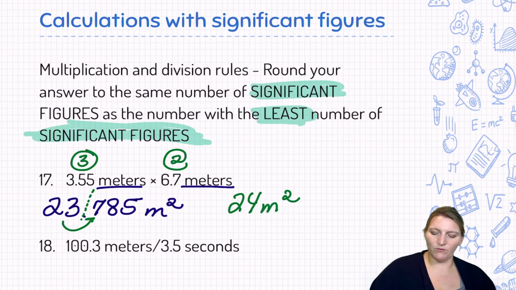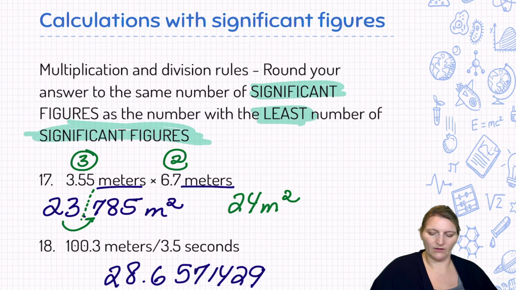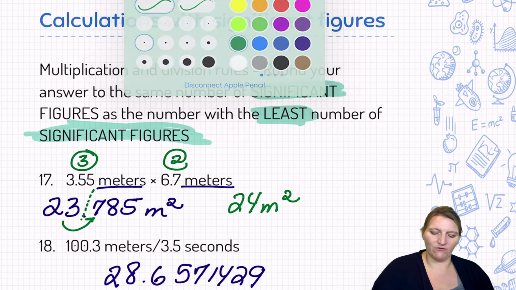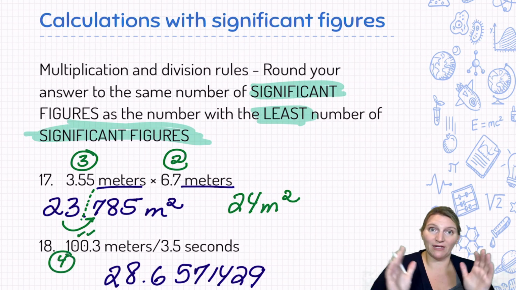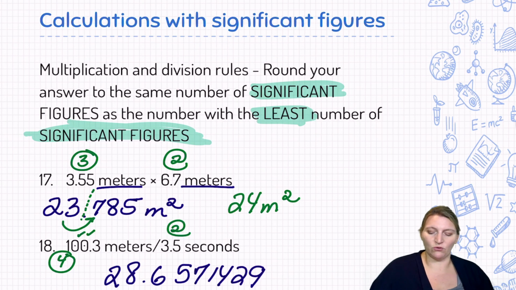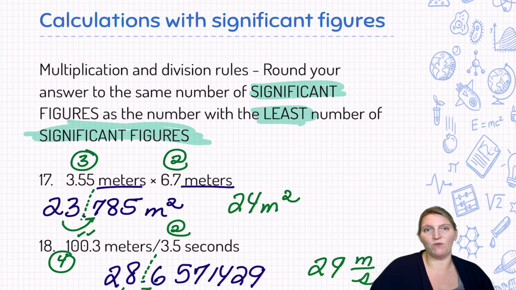And finally, 100.3 meters divided by 3.5 seconds, so this would be like a speed here. My calculator gives me 28.6571429. It just keeps on going. Now look at my significant figures. 100.3 has 4. Those zeros are significant because they're in the middle. 3.5 has 2, so my answer should round just to 2. So that is going to be 29. And when I have a meter divided by a second, my answer is simply the unit of meters per second.